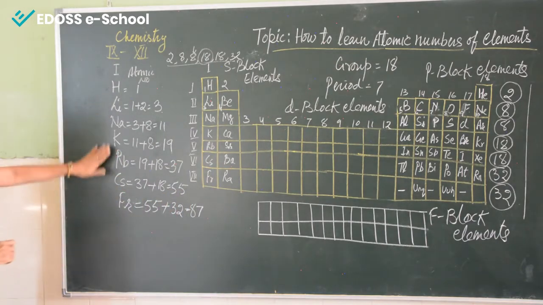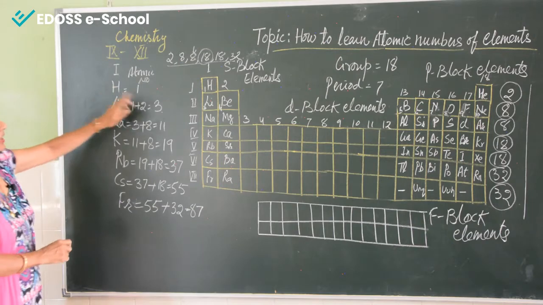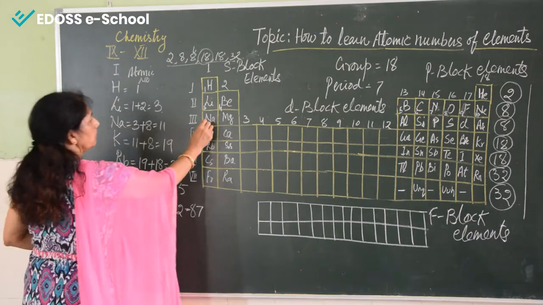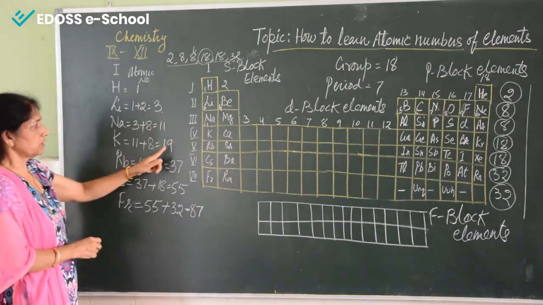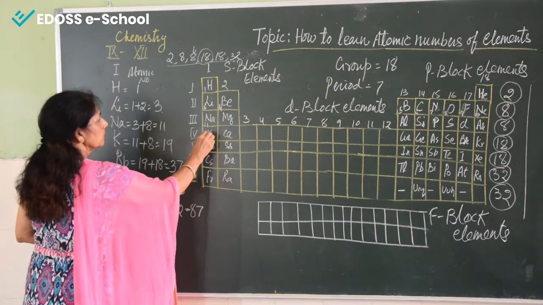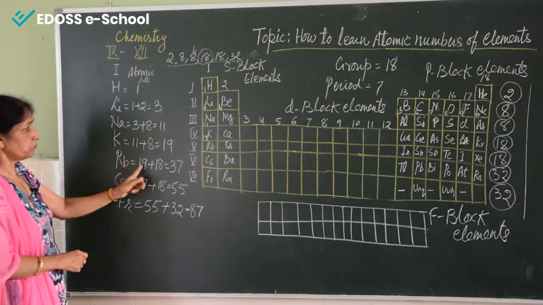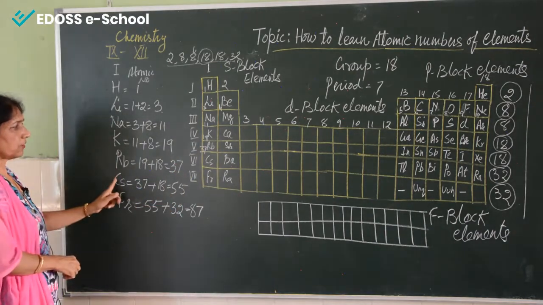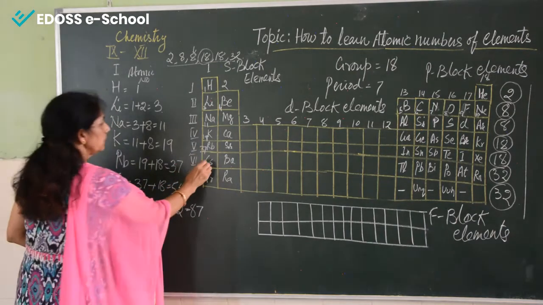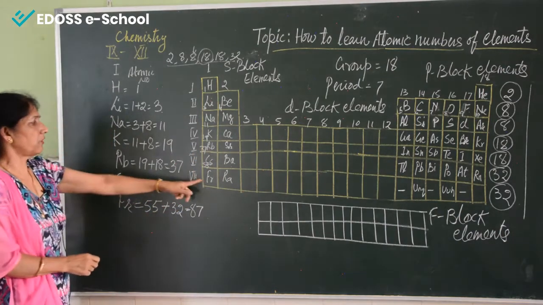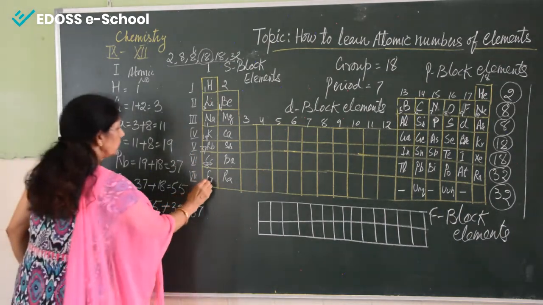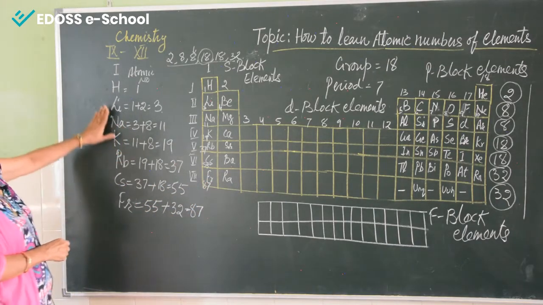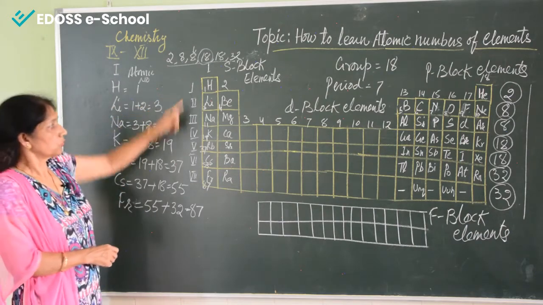So here you can see, the atomic number of hydrogen is 1, and this one is 3. So for sodium plus 8, it will be 11. For potassium plus 8, it will be 19. For rubidium plus 18, it will be 37. For cesium plus 18, it will be 55. And for francium plus 32, it will be 87. So in this way we can see the atomic numbers of the group 1 elements.